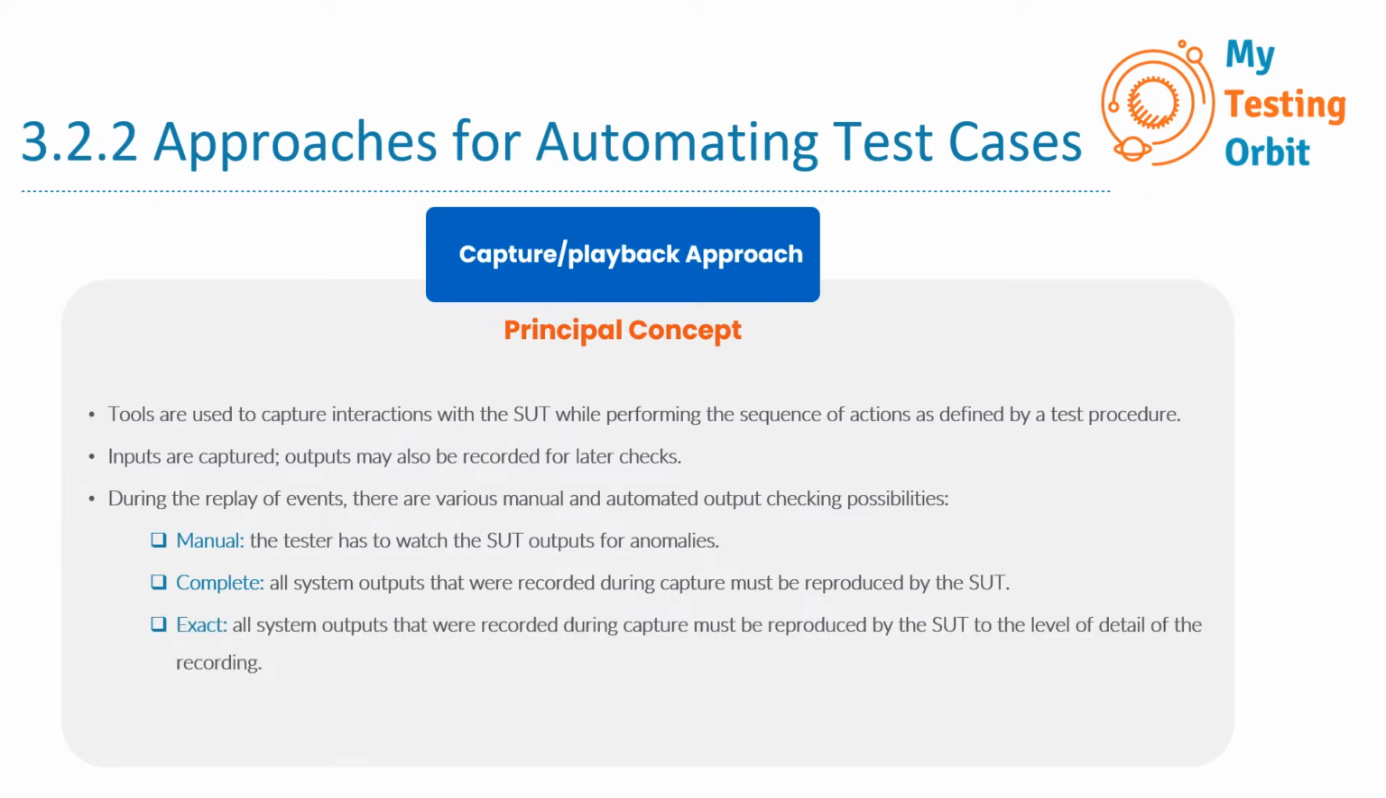Now the third one, exact. It's quite similar to complete, so that's why it's important to understand the difference here. All system outputs that were recorded during capture must be reproduced by the SUT. See, now till here it's the same as the previous one, complete. But now what is there in addition? To the level of detail of the recording. So now over here in exact, we are doing everything which is in complete, but we are doing it at quite a level of detail. We are going into details and checking that everything is exactly identical.